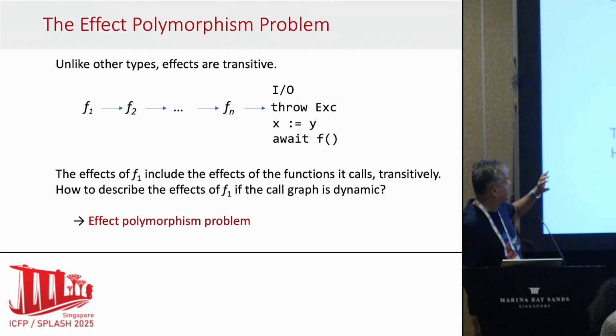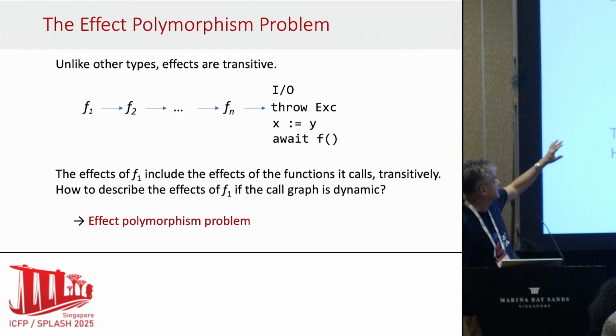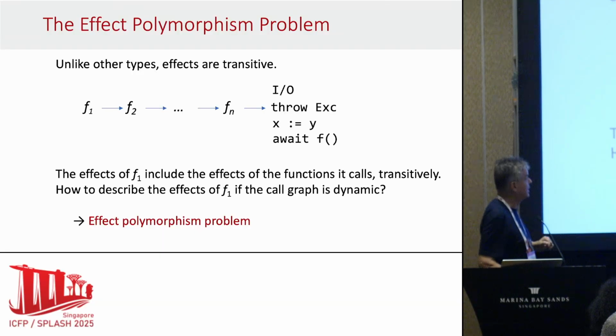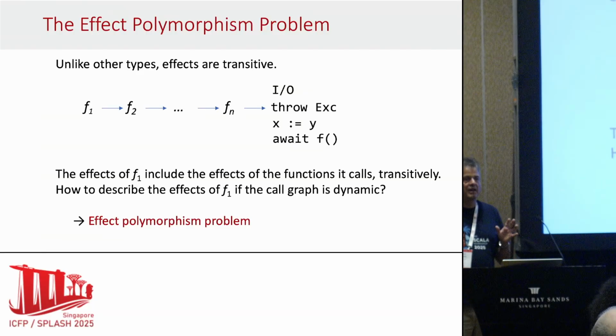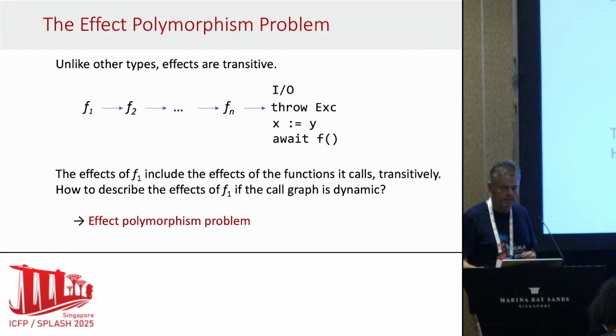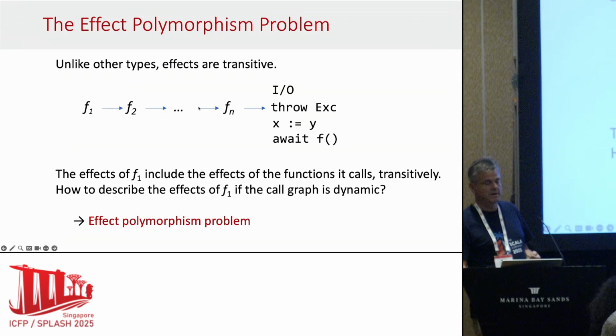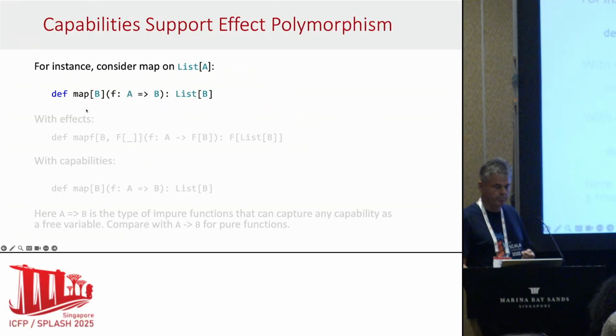The effect polymorphism problem says that unlike other types, effects are transitive. So if I have a sequence of functions that call each other, and the last function has an effect, like one of these, then the first function will have the same effect. It has the effect of everything that it calls. And that's not the case for normal types. Essentially anything that I accumulate along the call chain will become my own type. And that means that it's very complicated. If the call graph here is dynamic, like if you have virtual methods or higher order functions, then how do you represent the possible effects of the first function? And that's the effect polymorphism problem.